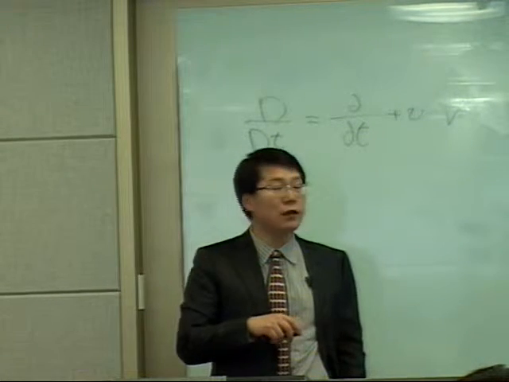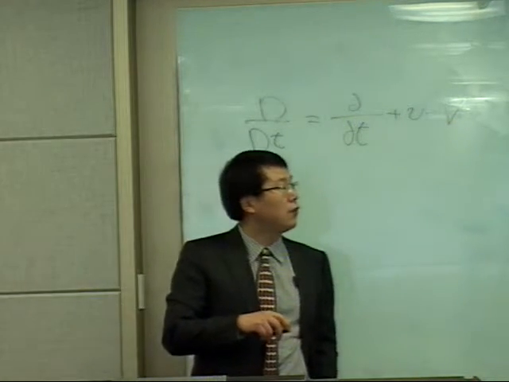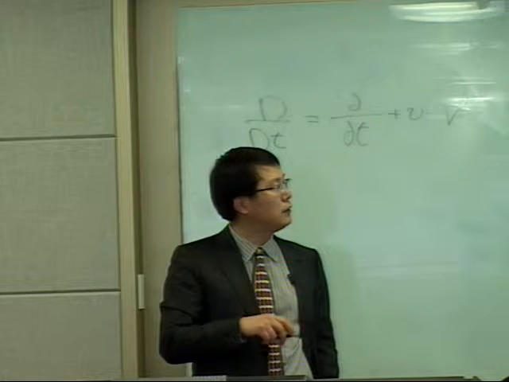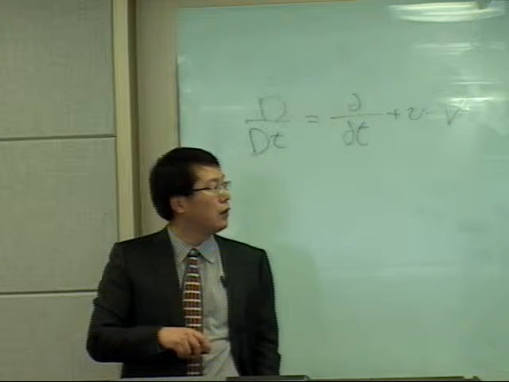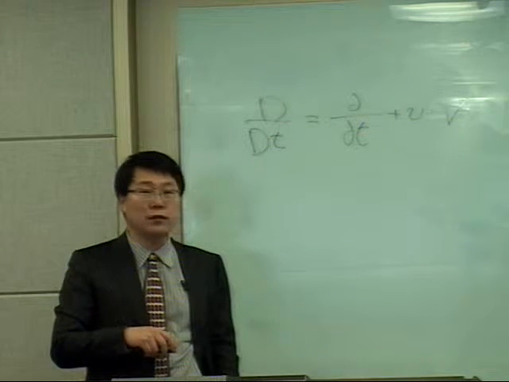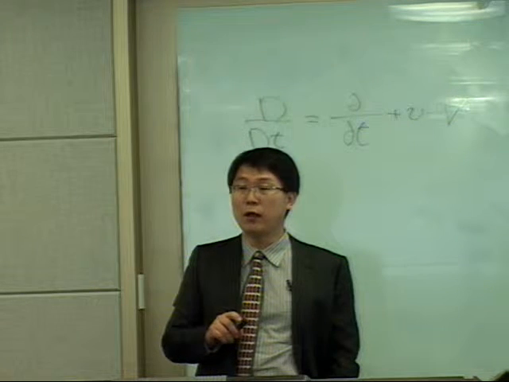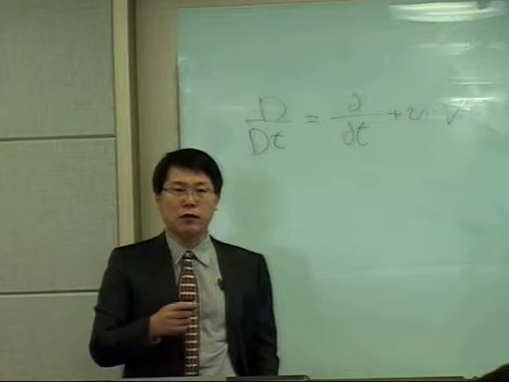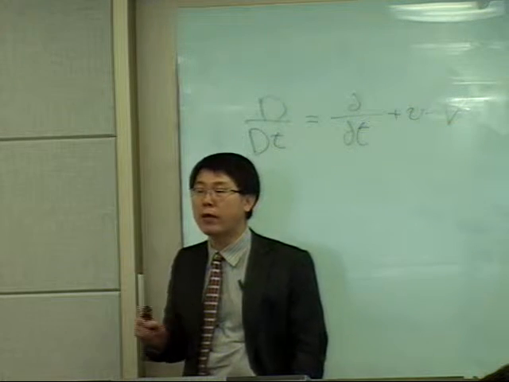And for inviscid flow, the viscosity is 0. For inviscid flow, this term vanishes, and this equation is called the Euler equation. For the steady state case, we can obtain this equation. Sometimes it is called the Bernoulli equation. We'll revisit this equation when we deal with the macroscopic balance.